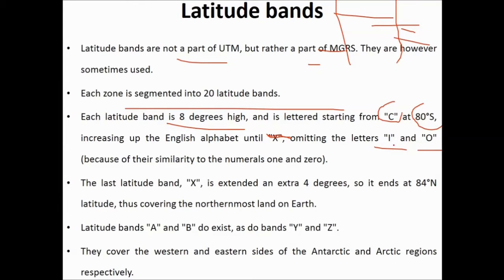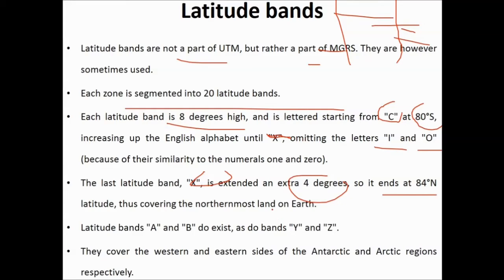The last letter X is extended by 4 degrees also. C is 80 degrees, but X is 4 degrees more, so it ends at 84 degrees latitude. It does not end at 80 degrees north. This is covering the northernmost land on the earth.